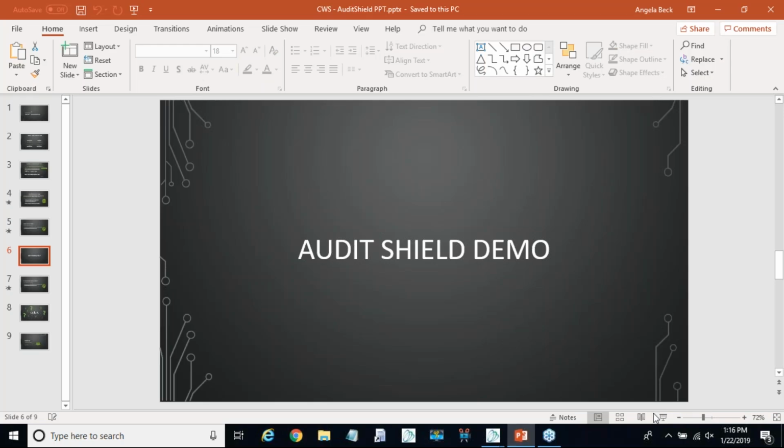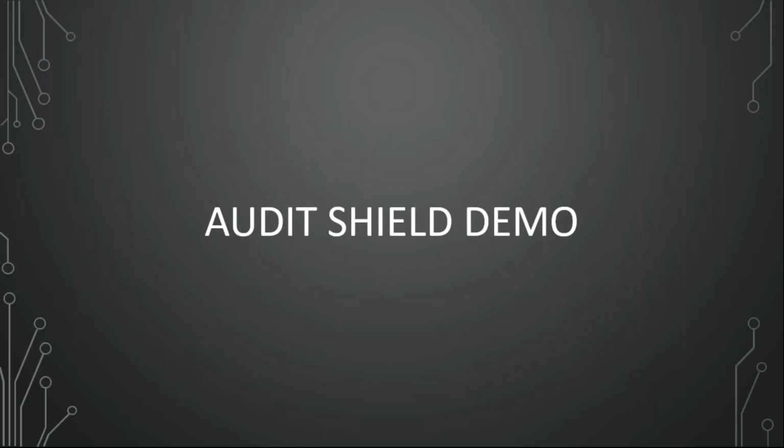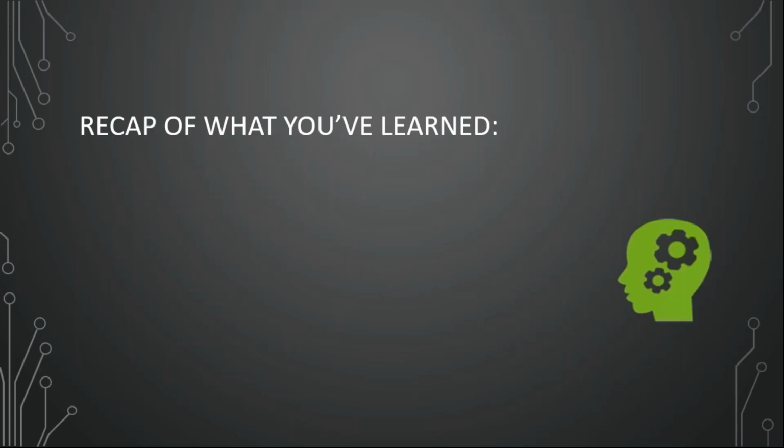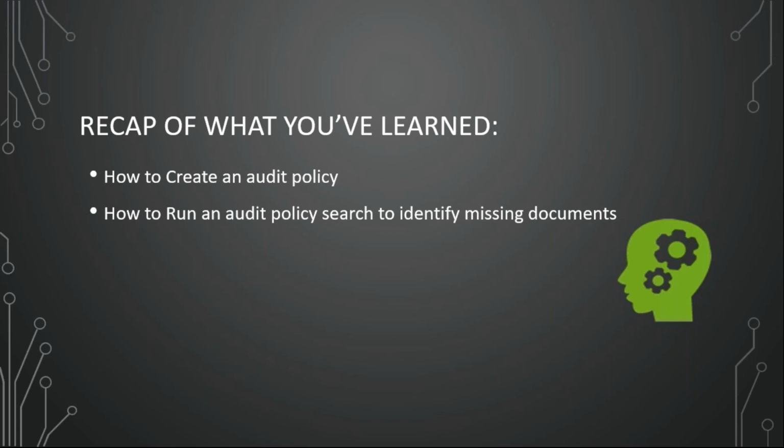Go back to our PowerPoint. So just to recap, everything that I've shown on that demo is I showed how to create an audit policy. And then once that policy is created, how to run it, and then how to identify those missing documents. And then once you've run your search, how to export those results to then share, if it's you or if there's another person who would be helping you with getting those missing documents into the system before an audit.